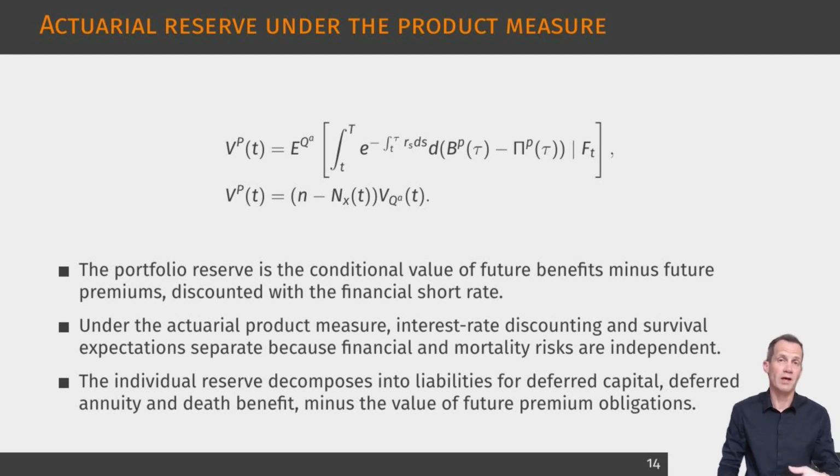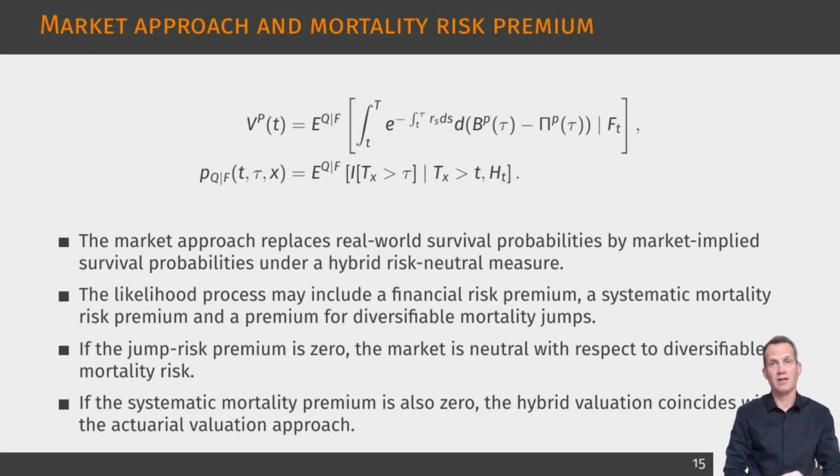The premium obligation is valued similarly to a survival contingent annuity paid by the policyholder. This decomposition shows the actuarial logic of fair value under best estimate mortality assumptions. The market approach keeps the same cash flow structure but changes the probability measure. The reserve is now evaluated under a hybrid risk-neutral probability defined on the full insurance and financial information. As a result, the survival probabilities used in the valuation are market implied rather than purely real world.